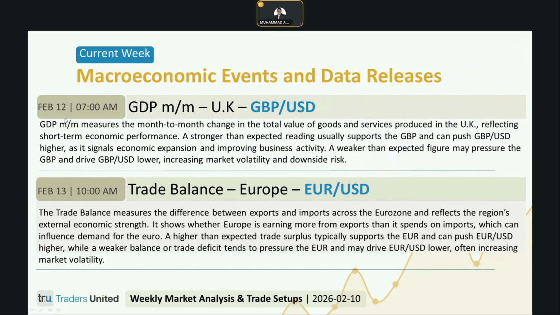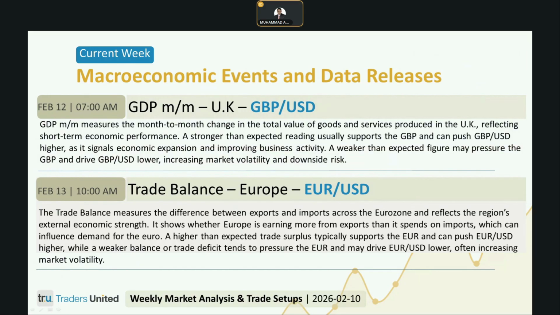Now, on coming February 12th at 7 a.m. UTC time, the GDP figure in United Kingdom is going to be released. As far as the previous number is concerned, the previous number was 0.3%. Forecast is 0.1%. The actual data is going to be released on February 12th, 2026.